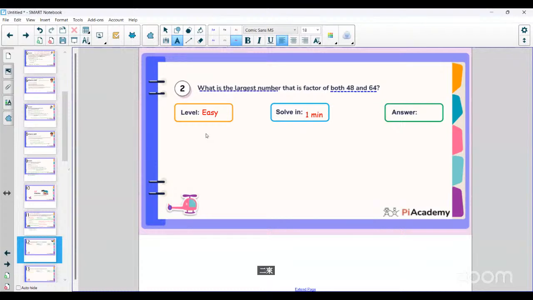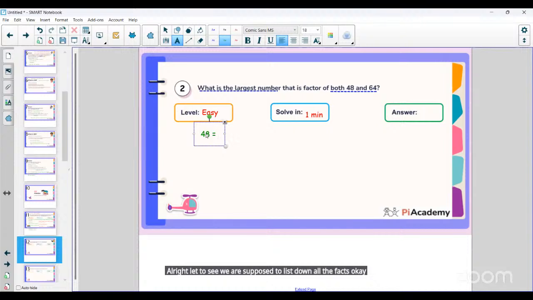All right, let us see. Well, what was the first step? We are supposed to list down all the factors. Okay, so let's start with the factors of 48.